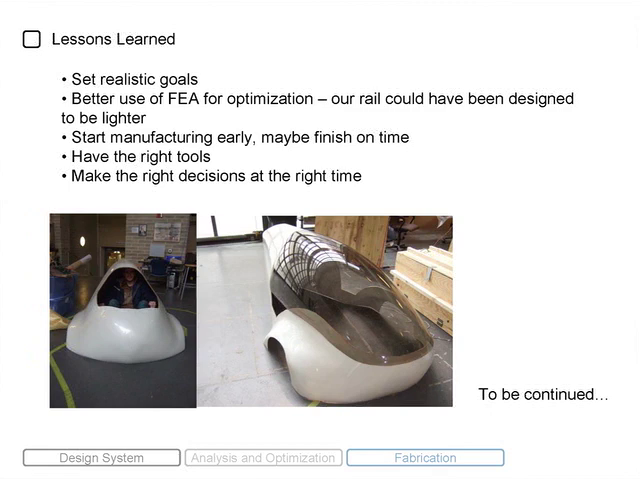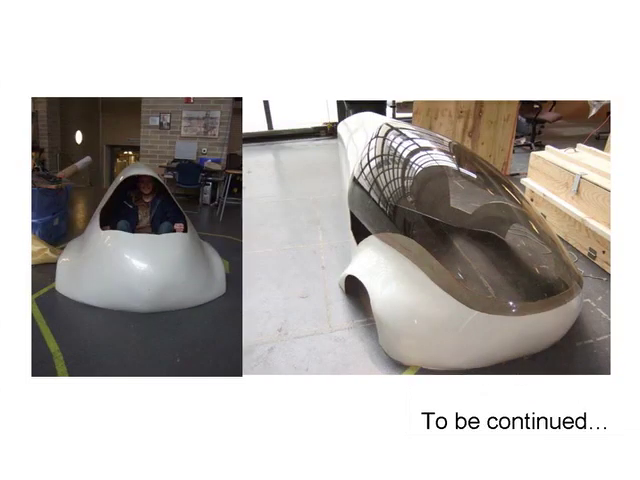As I said, we're still manufacturing, so we should have started earlier. Having the right tools, making the right decisions at the right time, all these things. And here you can just see, this is what we started with. This is as it was a couple of hours ago. To be continued. That's it. Thank you.